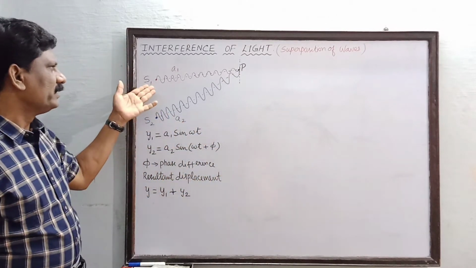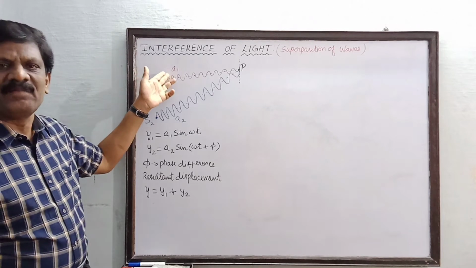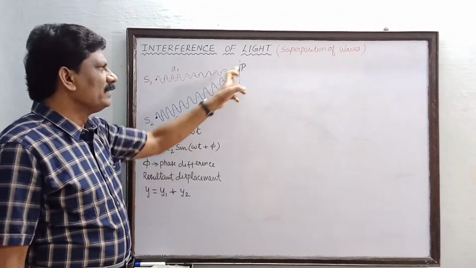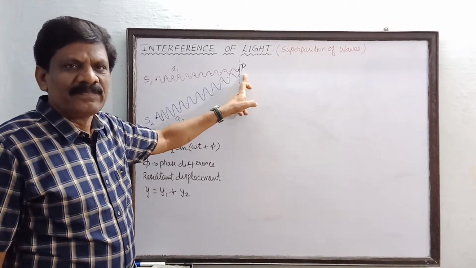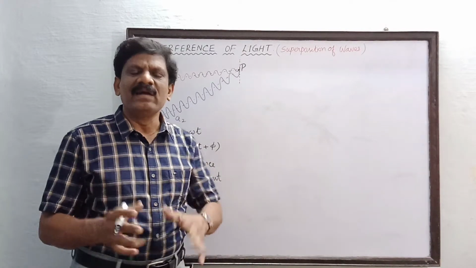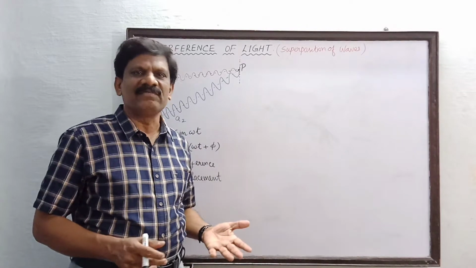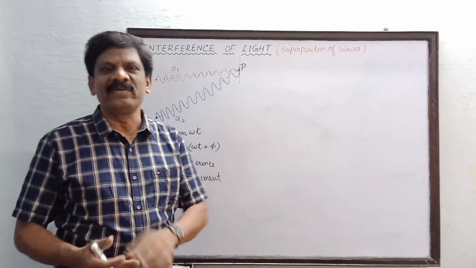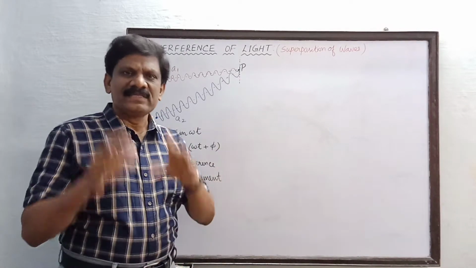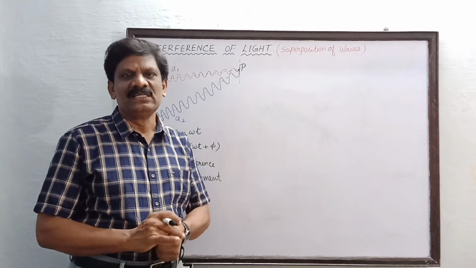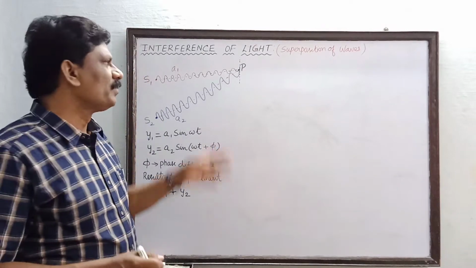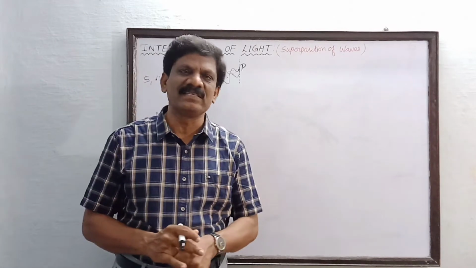Now the source S1 is emitting light waves of amplitude A1 and S2 is emitting light of amplitude A2, but when they superpose at the point P, the point P may be bright or dark depending upon whether constructive interference or destructive interference of the light waves takes place. So at the point P, there is a modification in the intensity of light. This modification in the intensity of light due to the superposition of two light waves is called interference of light.